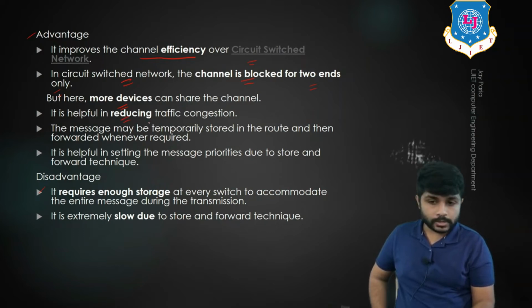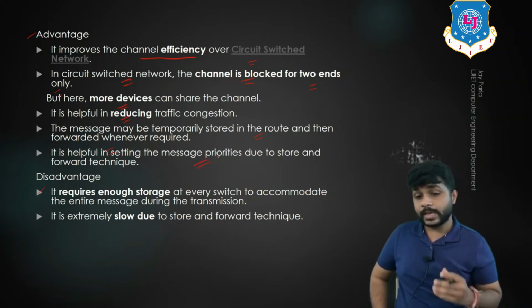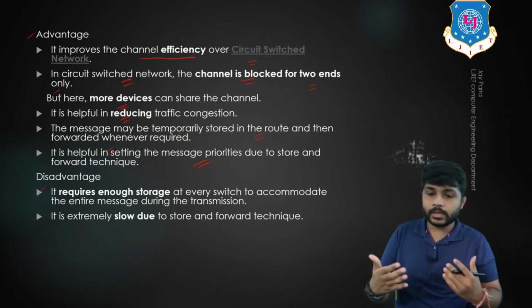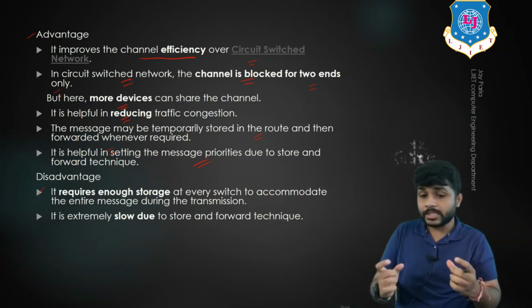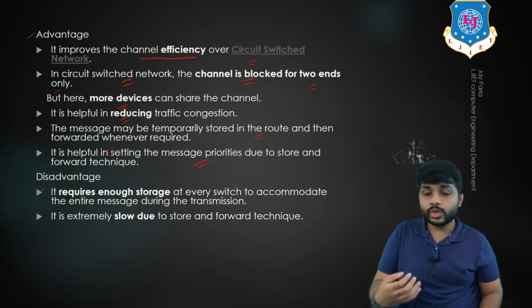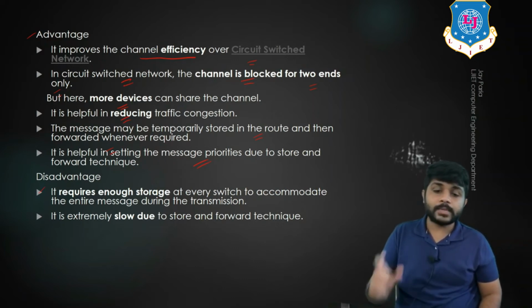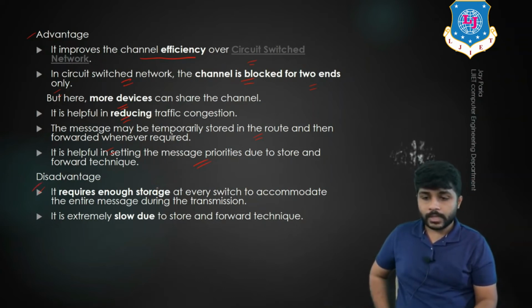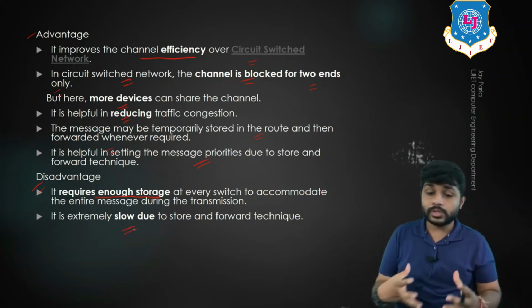It reduces congestion. The message is temporarily stored in the route and then forwarded. We just saw that it stores and forwards the message. In message switching we can provide some priorities. Like if a switch is receiving more than one message, and one message has higher priority than the remaining messages, we can define priority so that the higher priority message can be forwarded first. What are the disadvantages? The disadvantage is that it requires enough storage, and it becomes slow if more switching is done.